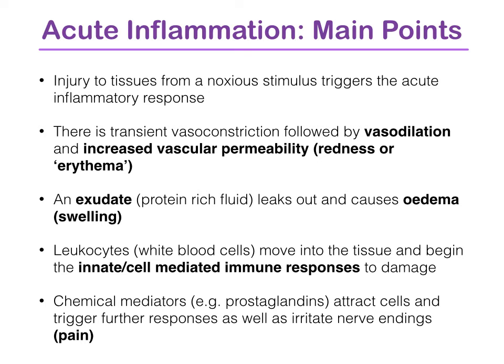So I don't think I mentioned the word exudate, and that's really, really important. The fluid that leaks out from the vessels is rich in protein. And any fluid in the body that's rich in protein is referred to as an exudate. Anything that's got a very low protein content is referred to as a transudate. So, sorry, I didn't quite make that as clear as I wanted to.